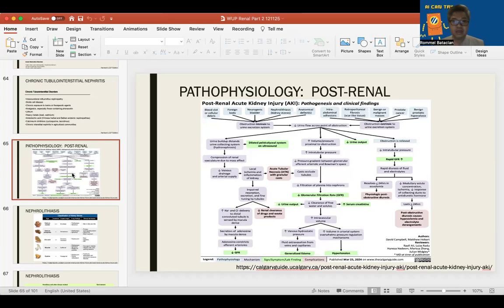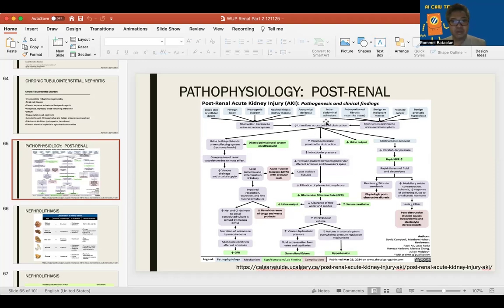So finally, the third type of AKI etiology is post-renal. These are obstructions after the kidney produces the urine and it goes into the urinary tract. So it could be a blood clot, foreign body, kidney stone, other abdominal pathologies such as intra-abdominal adhesions or retroperitoneal fibrosis, prostate cancer, and other malignant tumors or masses.